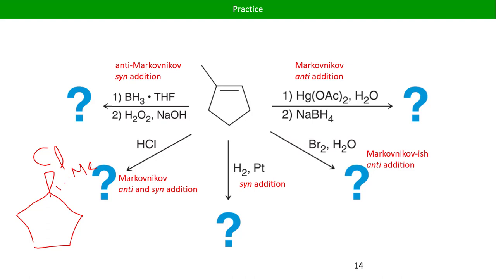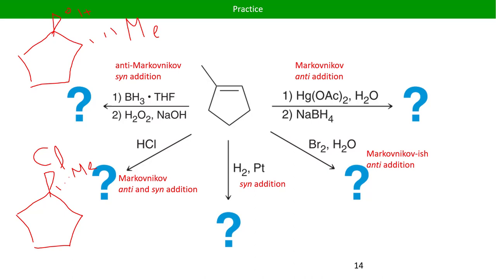If we go with the anti-Markovnikov and it's the syn addition, we're only going to get the syn addition, which means the OH group in this case and the hydrogen are added on the same side, which leaves the methyl trans relative to the OH. And bear in mind that that creates two stereocenters, right?